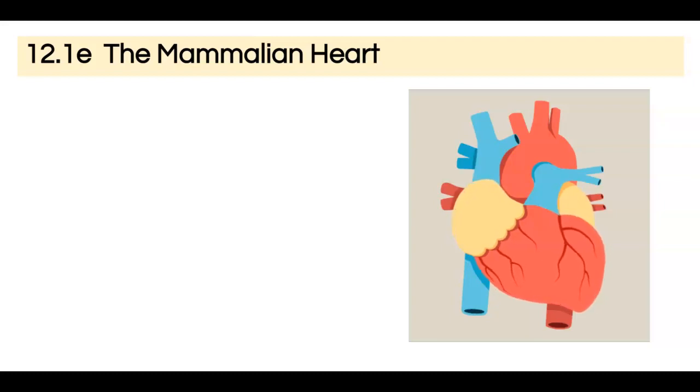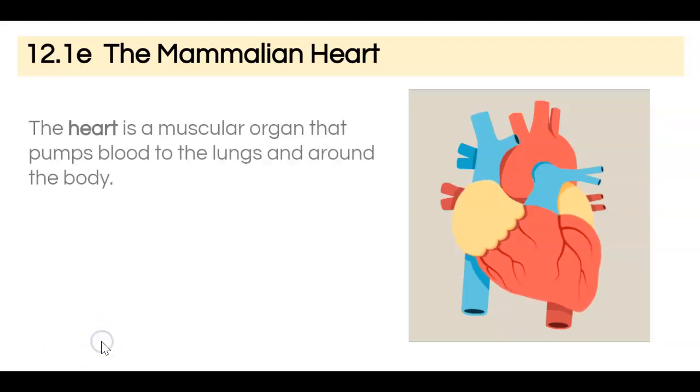So in today's lesson, we're going to be talking about the details of the mammalian heart, and I'm going to be utilizing the human heart in most of my examples, but for the most part, that should translate to other mammals as well. All right, so let's talk about what the purpose is of the heart. We know that it's an extremely muscular organ. We're going to take a look at some of those components in a bit. And its job is essentially to pump blood to the lungs and also around the body.